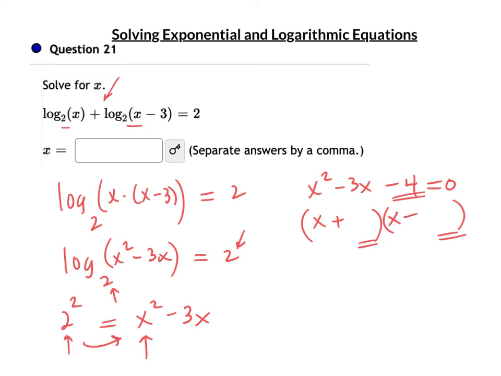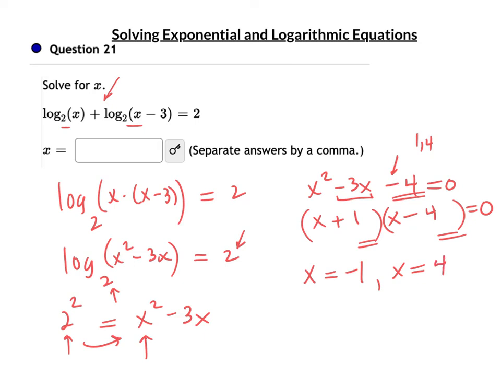I need factors of 4. One's positive, one's negative. So they're going to subtract to 3. That's 1 and 4. But when I place them, I need to make them add to -3, which is -4 and +1. Our answers then are x equals -1 and x equals 4. Those are the values you plug in that make 0.